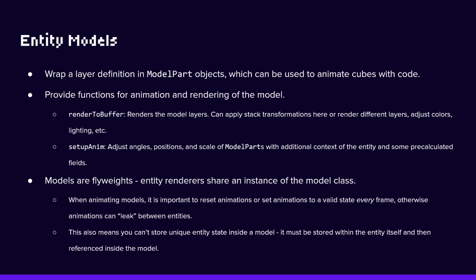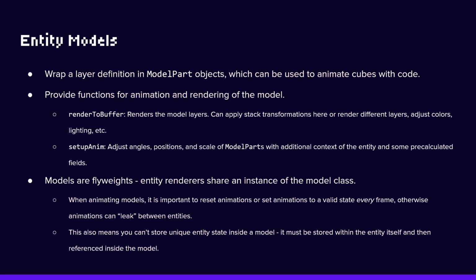And they provide a lot of functions for animating and rendering. So you have render to buffer, which is the main thing that actually draws the cubes. If you look at a Blockbench model, it's going to generate that function with the main cube being rendered. And then set up anim, which lets you do actual animations.